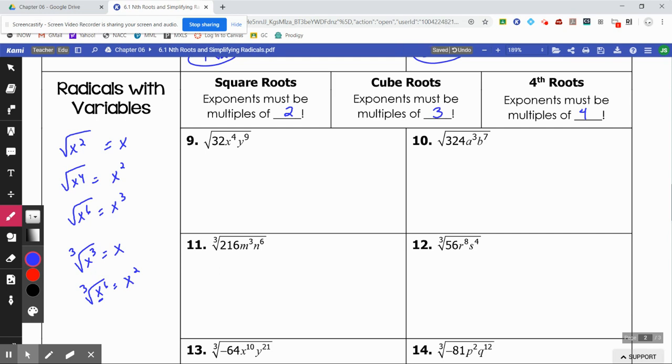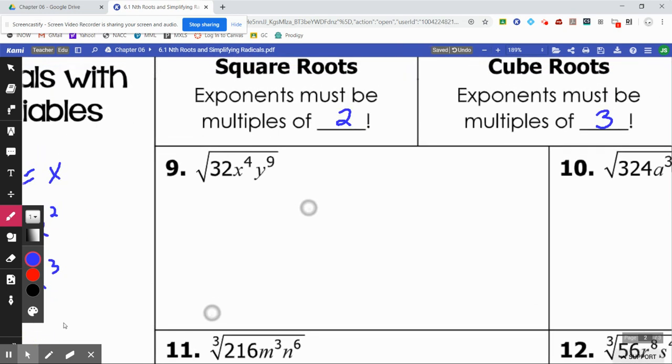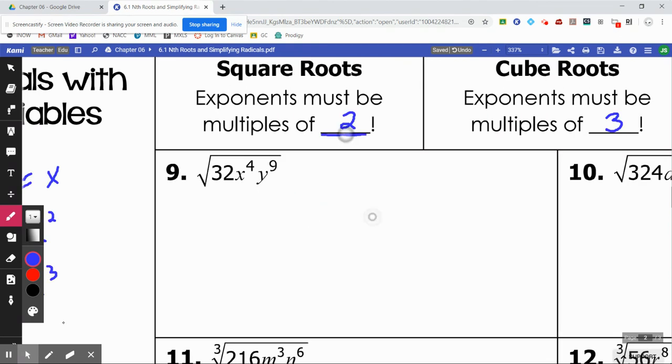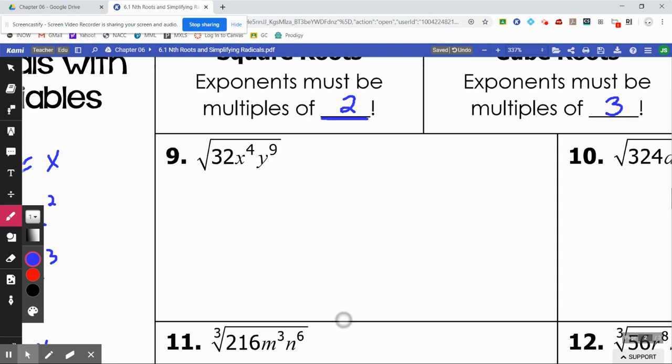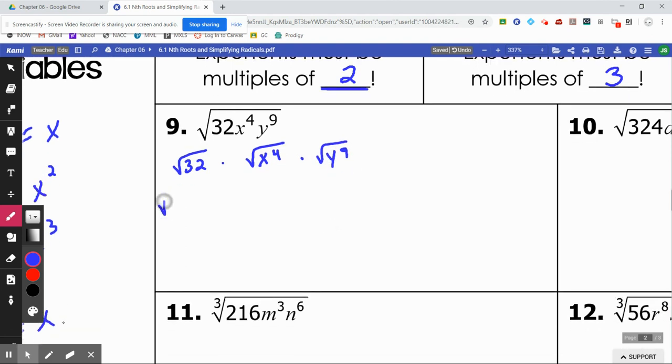So as I do number 9, I'm doing a square root. Remember that you're going to have to split your exponents into something that is a multiple of 2. So I'm going to actually write this as 3 separate problems. Root 32, root x to the fourth, and root y to the ninth. Root 32 is the old stuff. That's what we've been doing. Let's split it into 16 times 2.